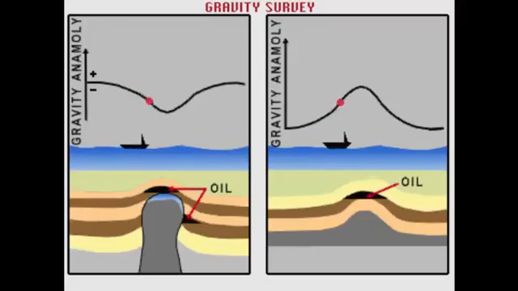A grid of such survey lines allows us to map the anomalies across the area. The analysis of these anomaly maps gives us an indication of the underlying rock types and structures.